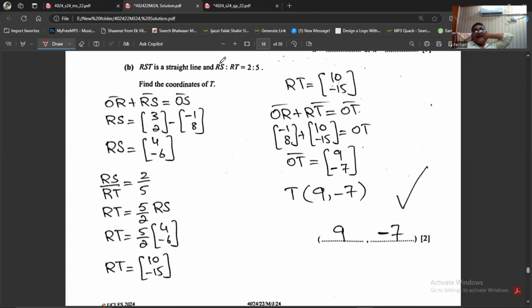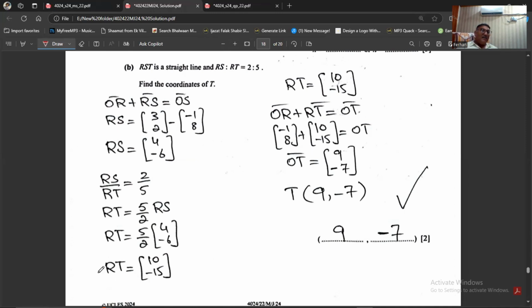Now, they say RS divided by RT is equal to 2 by 5. So RS by RT is equal to 2 by 5. So RT will be equal to 5 by 2 of the RS. So we know the column vector for the RS. So RT will be equal to 5 by 2 of (4, minus 6). When 5 by 2 is multiplied with 4, you get 10. When 5 by 2 is multiplied with minus 6, you get minus 15.